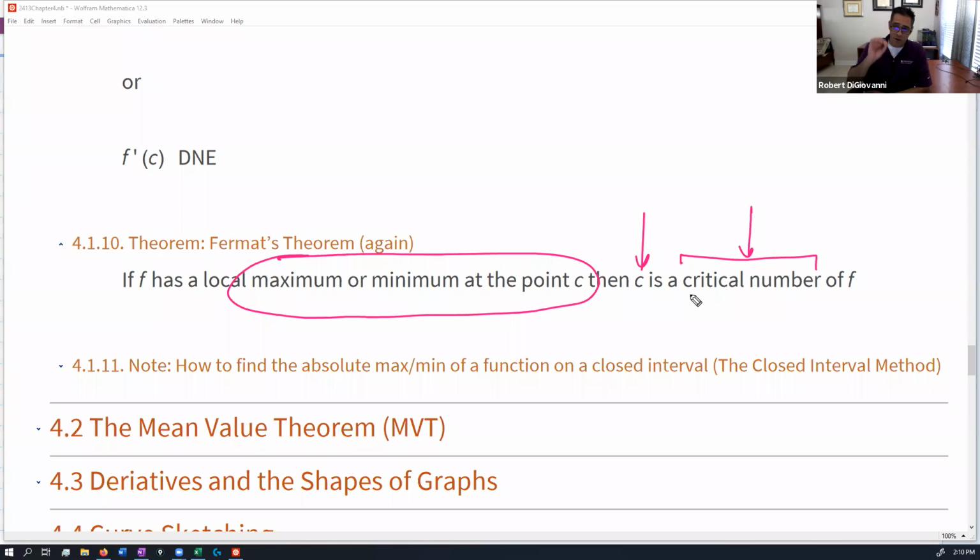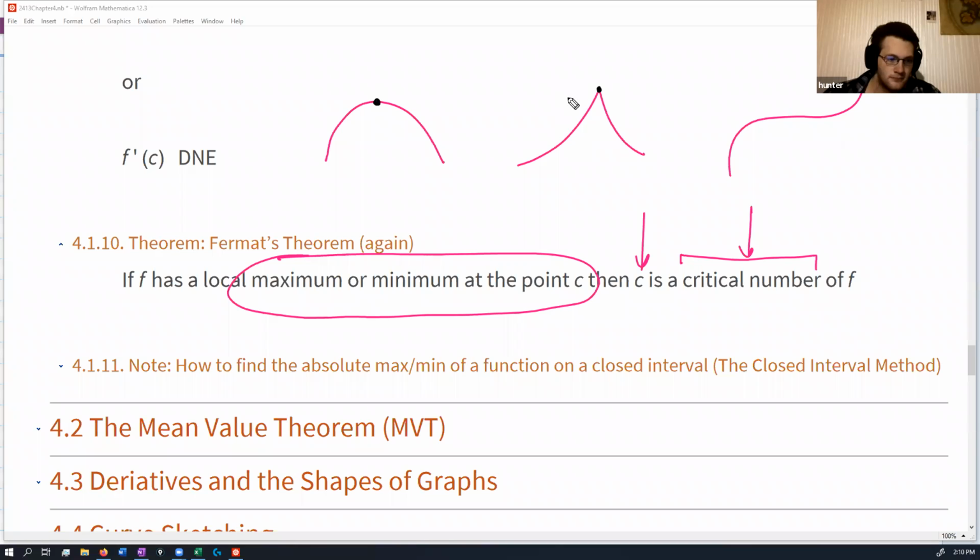There's no way to draw a graph that has a local max or min and the derivative either not be 0 or not exist. No way to do it. So I gave you a couple examples a minute ago. That one versus that one versus that one. The first two have local maxes. Here on the first one, the derivative would be what there?